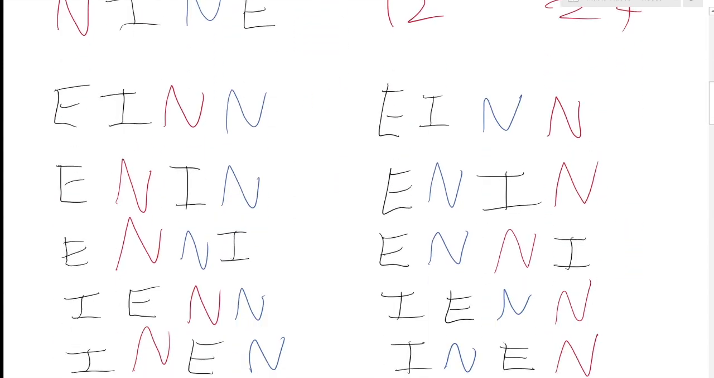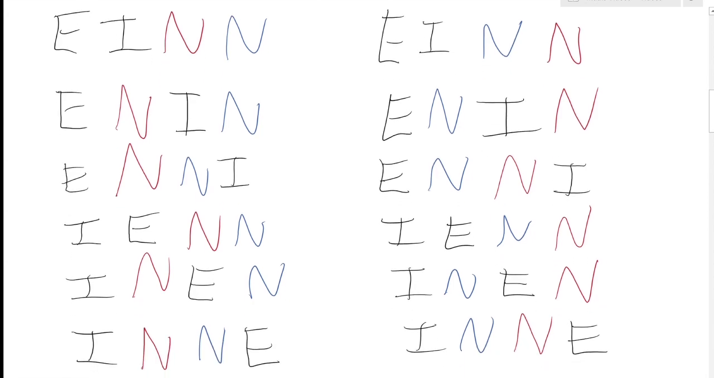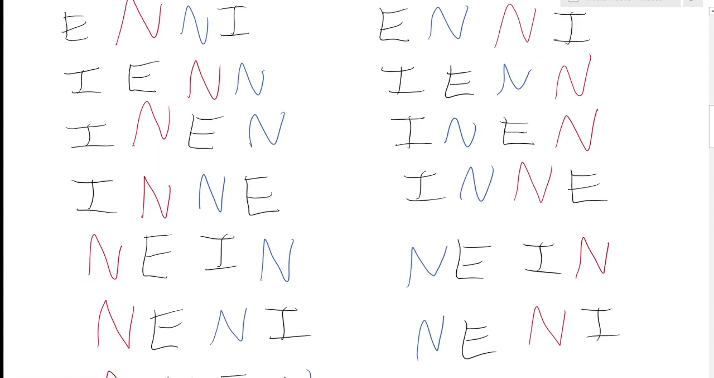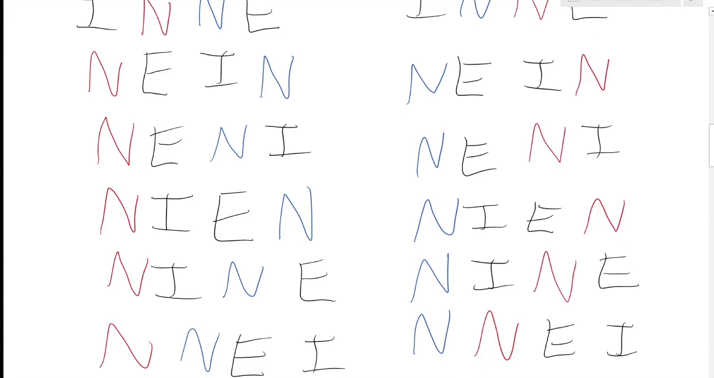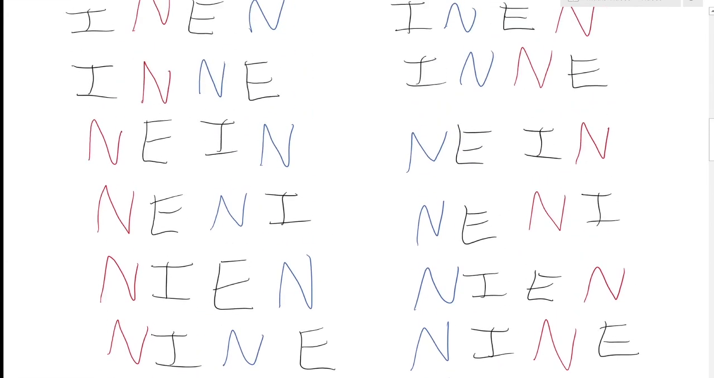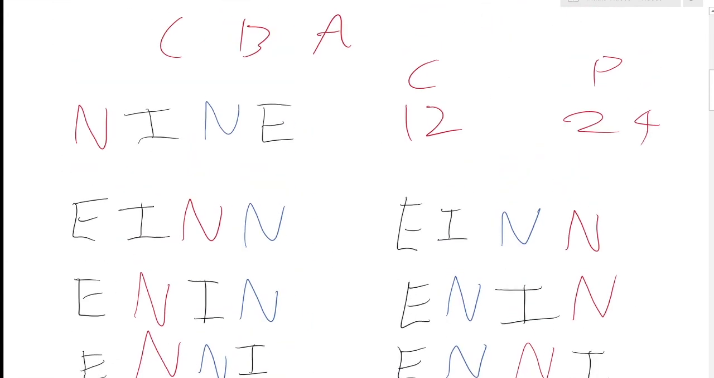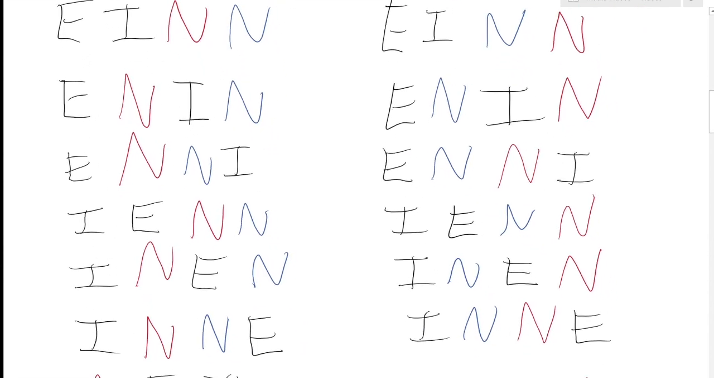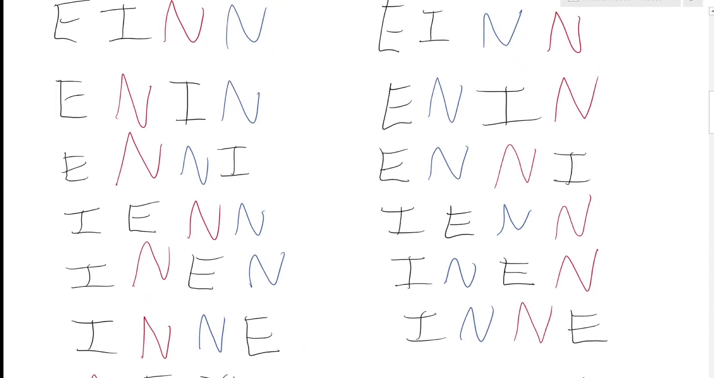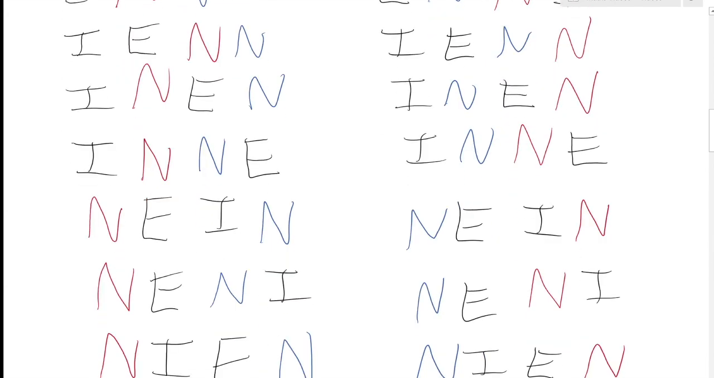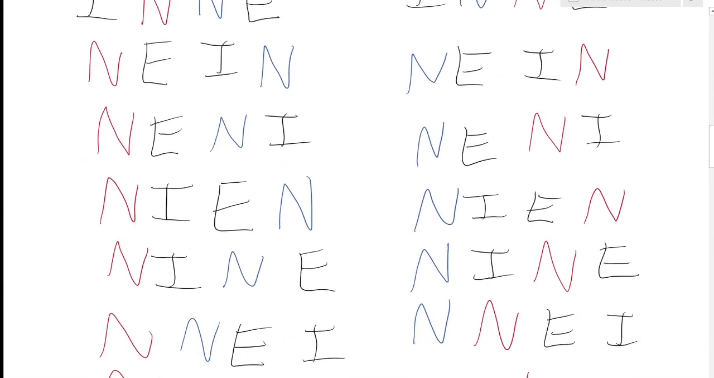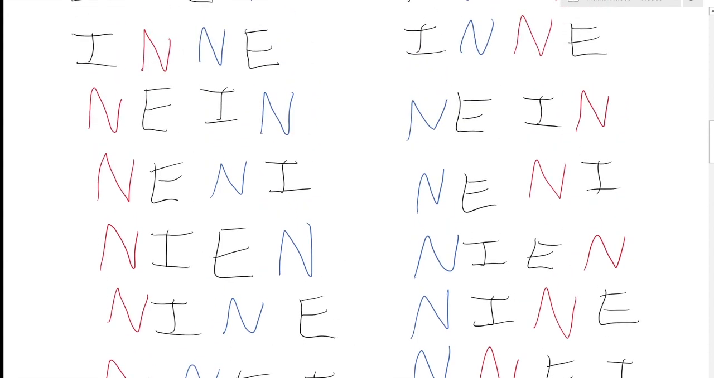Here I've got a list of all 24 permutations, in 2 columns of 12. The column on the left always has the red N as the N further to the left, and the blue N is the one further to the right. In the right hand column it's the other way around: the blue is always to the left of the red N.